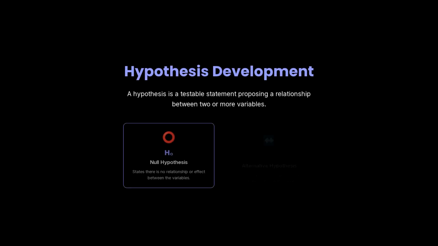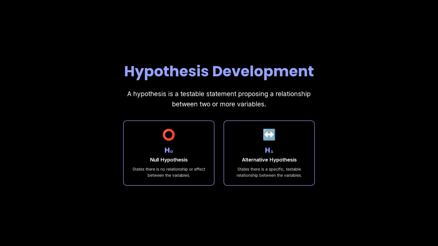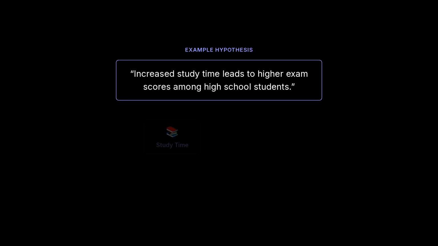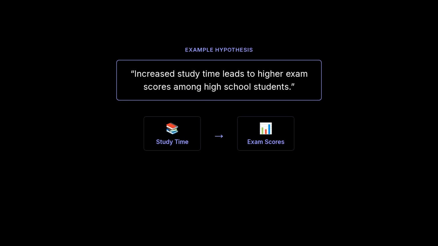Let's get started. First, let's talk about hypothesis development. A hypothesis is a statement that you can test through research. It usually proposes a relationship between two or more variables and can be either null or alternative. For instance, you might hypothesize that increased study time leads to higher exam scores among high school students. This sets a clear, testable expectation that guides your research design and analysis.